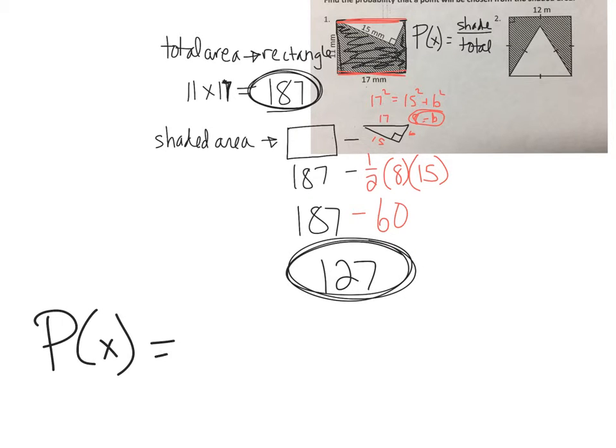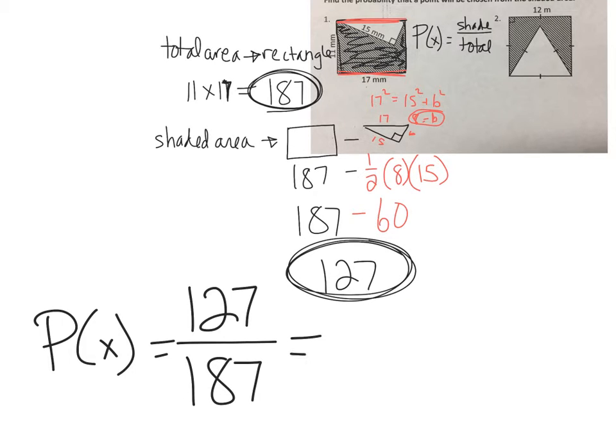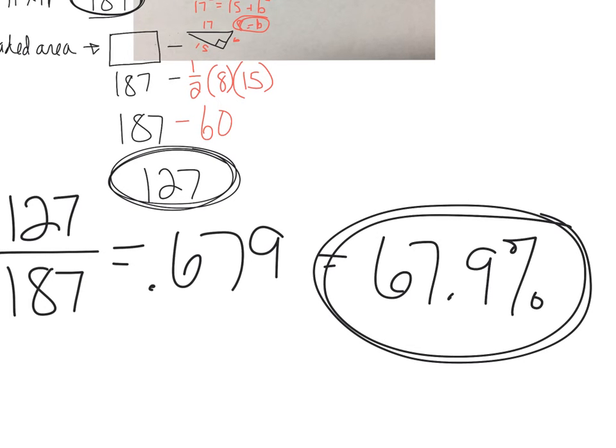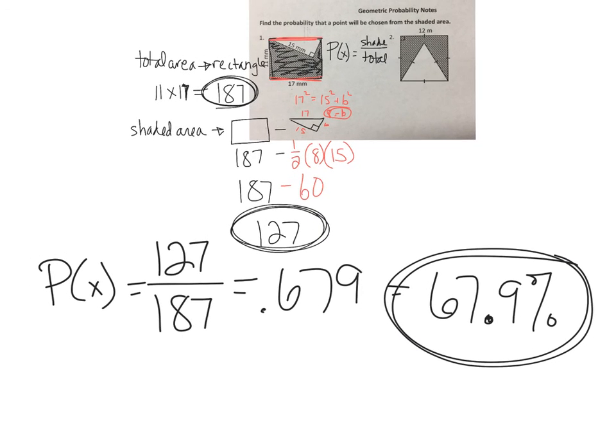So the probability is 127 divided by 187. The area that we want, which is the shaded area, divided by the entire thing. And if I divide this on my calculator, I get 0.679 as the decimal, which if I times that by 100 is 67.9%. So there is a 67.9% chance that a point will randomly be chosen that comes from the shaded area of that picture.